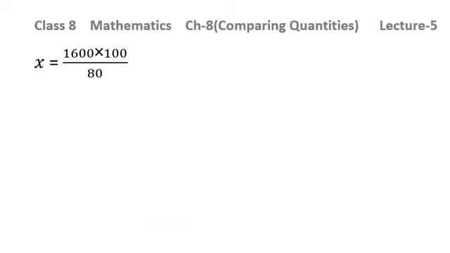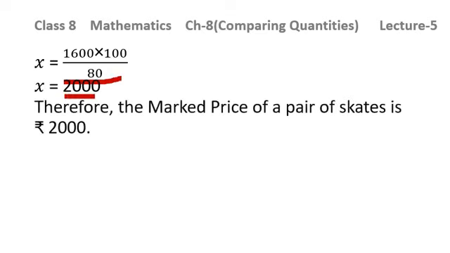So here x will be 1600 into 100 over 80. Then after calculating, you will be getting x is equal to 2000 rupees. So therefore the marked price of the pair of skates will be rupees 2000.